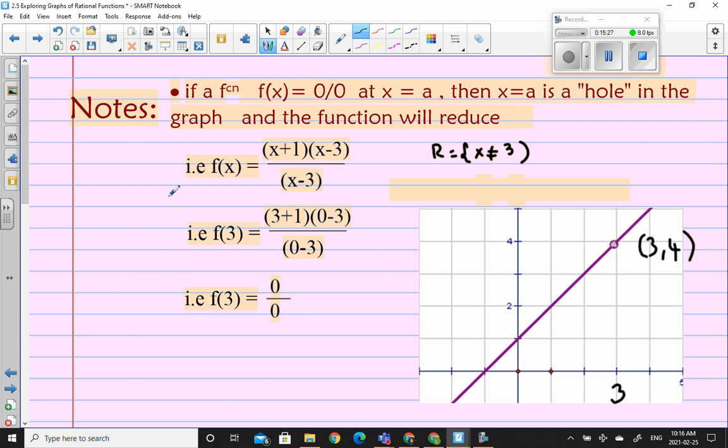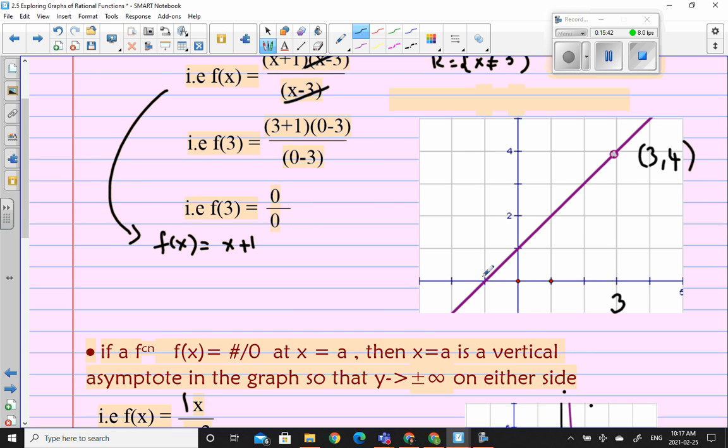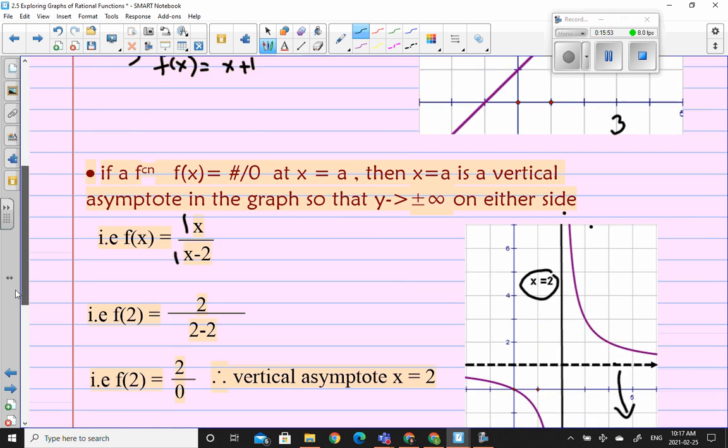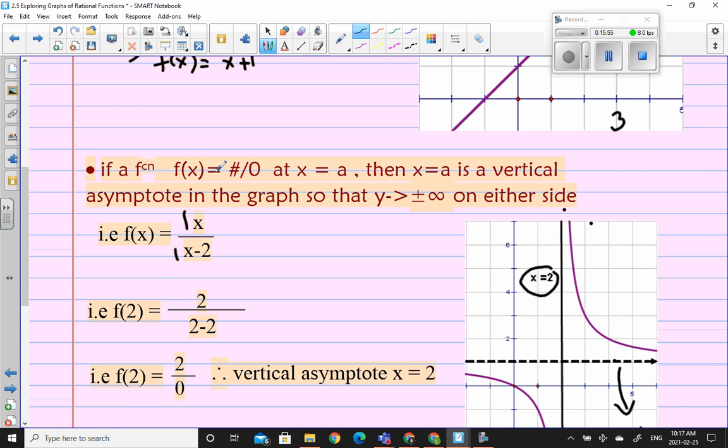This function, when it's simplified, reduces to f of x equals x plus 1, which is the graph of a line with a slope of 1 and a y-intercept of 1, but it will also have a hole at x equals 3. So this is how the graph would look. That's your function, y equals x plus 1, but you notice that at x equals 3, I have put a hole there. Okay?